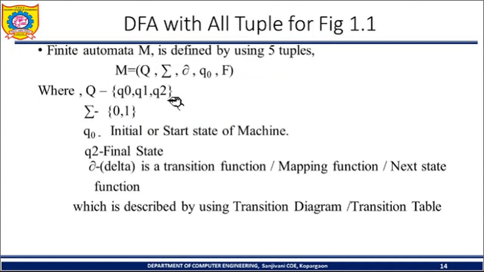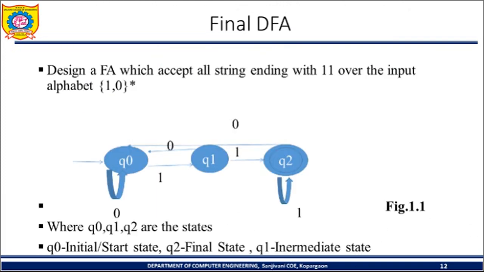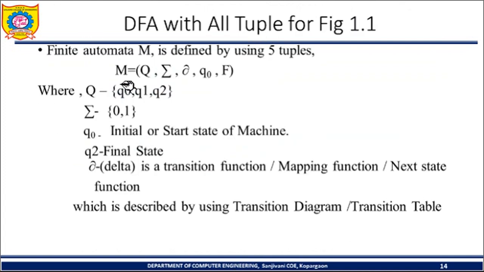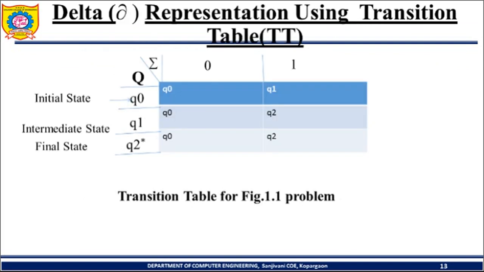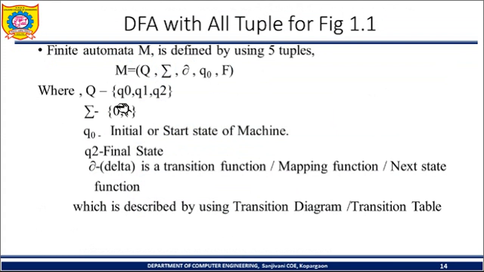Now the DFA with all tuples, for the transition diagram which we have drawn, that is figure 1.1. So see here, we know that a DFA is defined by using 5 tuples, so we need to write down all 5 tuples for the given problem. Capital Q: 3 states are there, q0, q1, q2.